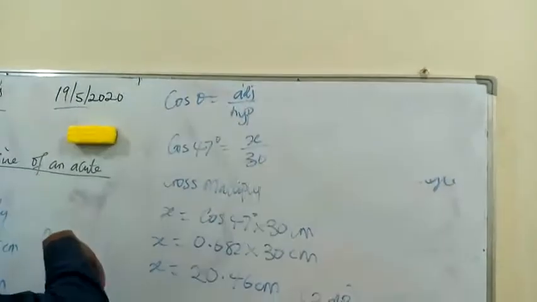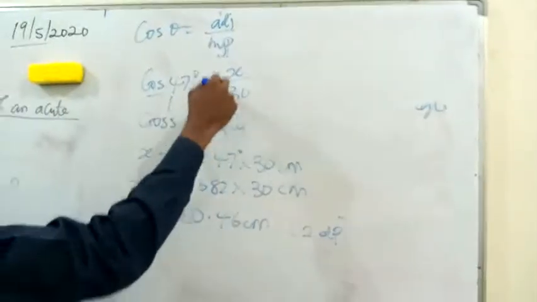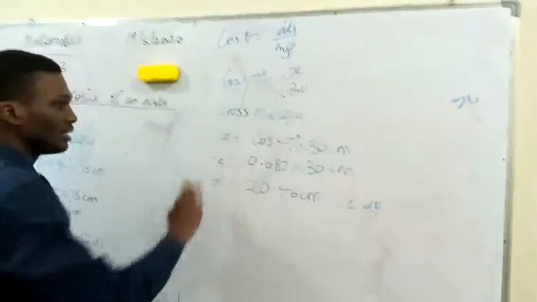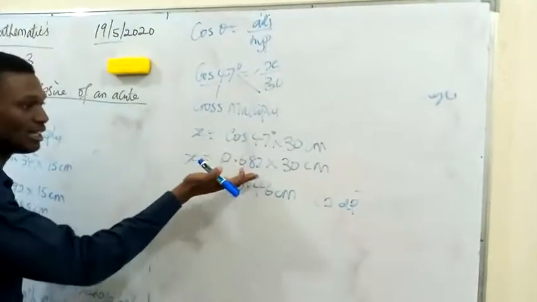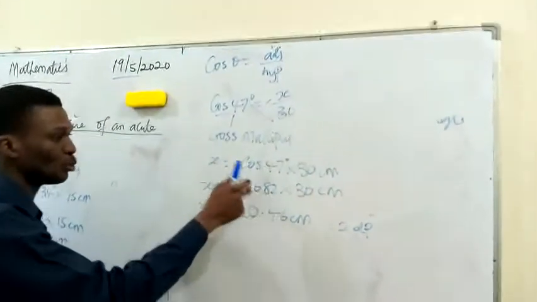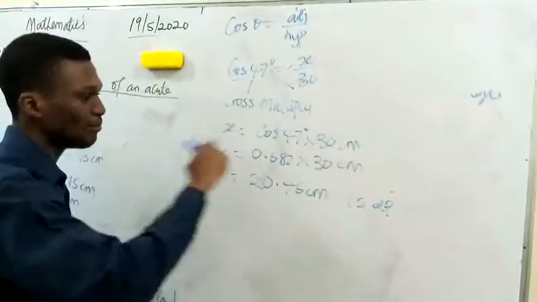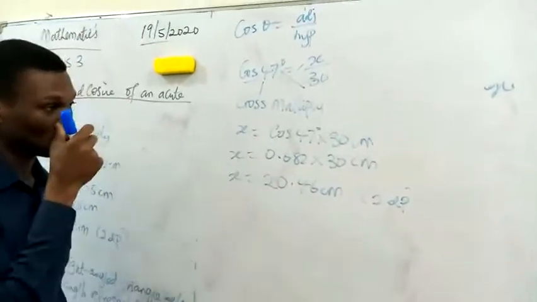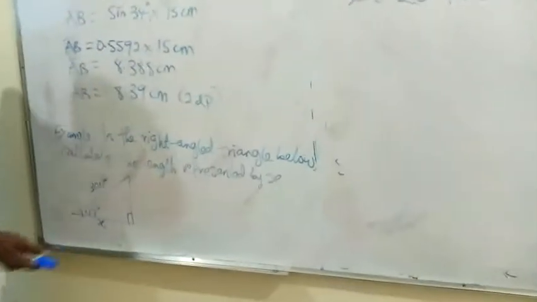At this point, we cross multiply. x times 1 will still give us x, and cos 47 times 30 as we have on the board. With our 4-figure table, if we check cos 47 degrees, we get 0.6820. So x is 0.682 times 30 cm. Multiplying this together, by approximation to 2 decimal places, that's 20.46 cm. That means our value of x on the base is 20.46 cm.